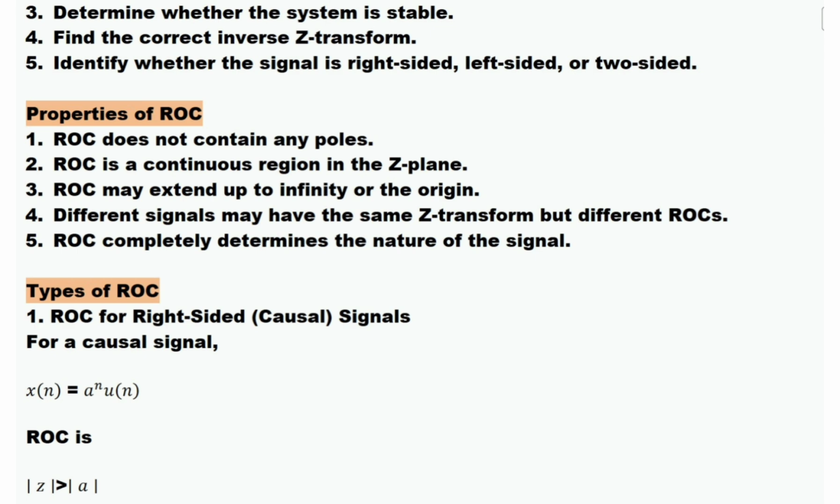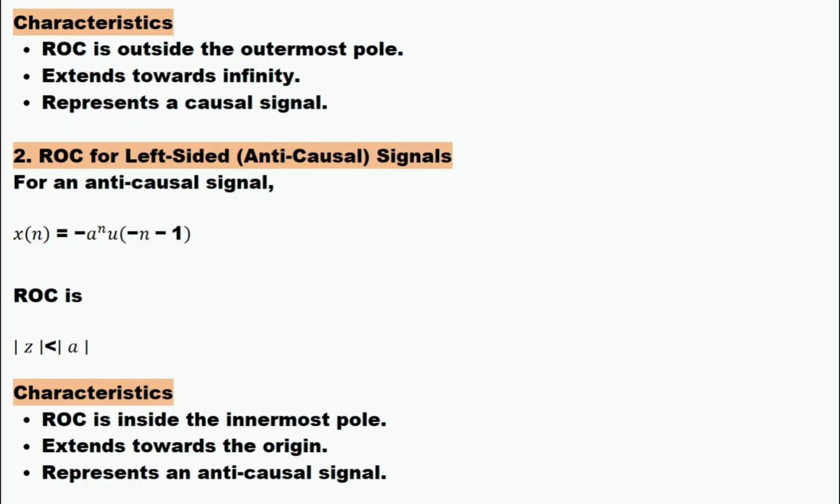Okay. Next we have the types of ROCs here. In these types of ROC, the first one is ROC for right sided. Right sided means causal signals. Okay, for a causal signal, x of n is equal to a power n u of n. This is the formula. So here what you should use means ROC is modulus z is greater than modulus a. This is the rule here.